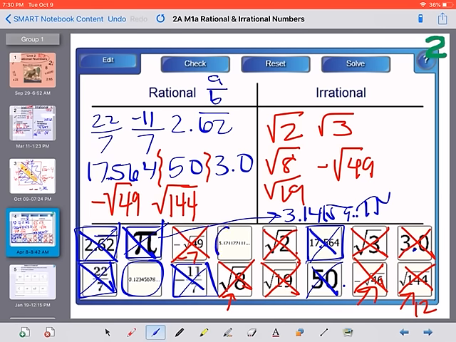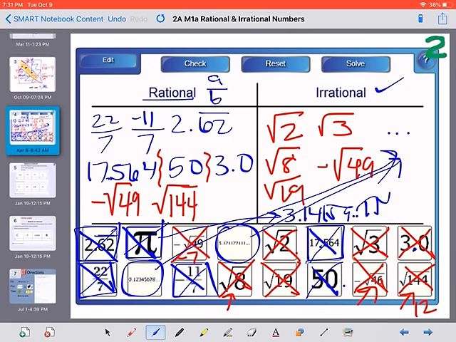And then these last two here, you guys, I don't even know what numbers those are, but I'm just going to put a dot, dot, dot in this box. Anything that has a dot, dot, dot means it's going to go on and on and on. It's not ending or repeating like rational numbers do. It's irrational. So we've classified all of our numbers.